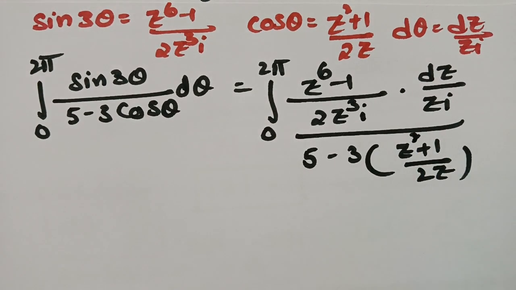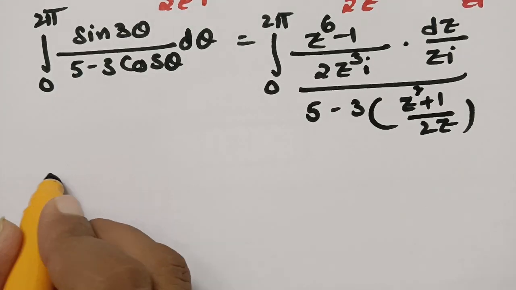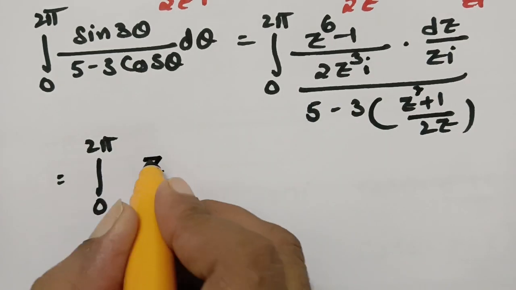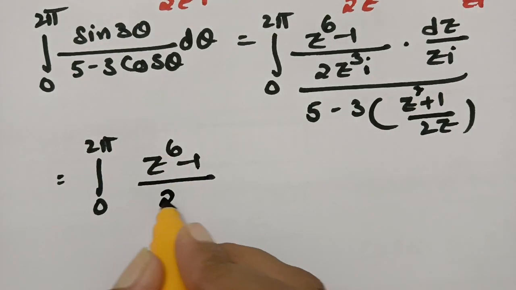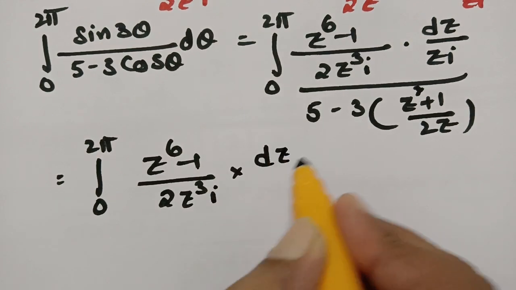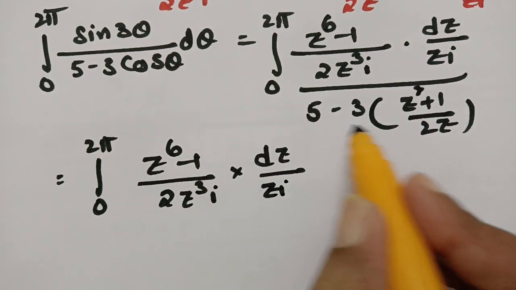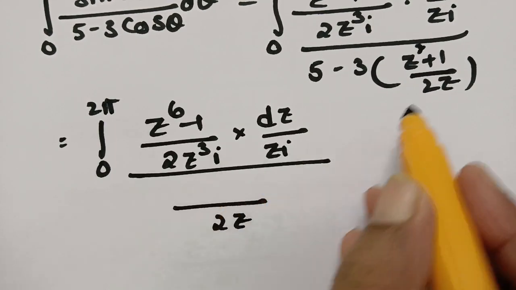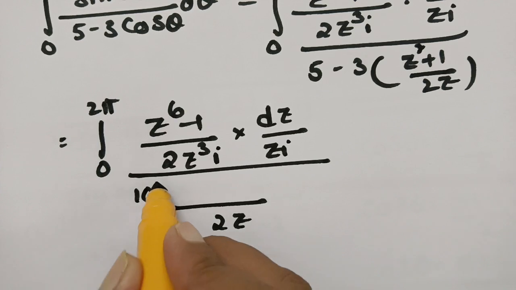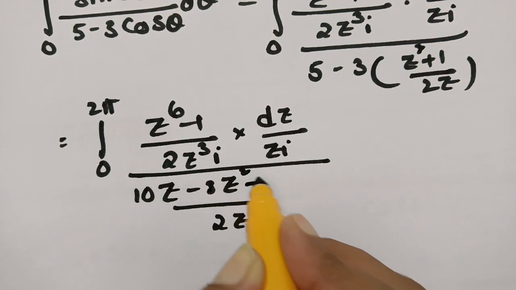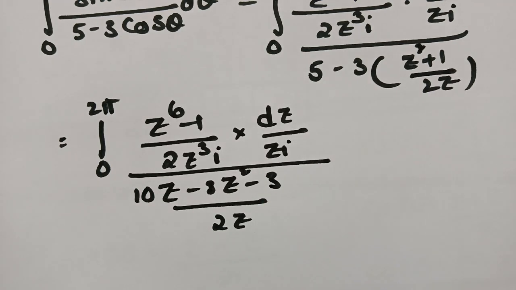Clear? Now I am going to solve this one. So this will be the integral of z power 6 minus 1 by 2 z cube i, into dz by zi, and here if I take the LCM as 2z, 5 times 2z is 10z. If I multiply with 3, this will be minus 3 z square, and this is minus 3.